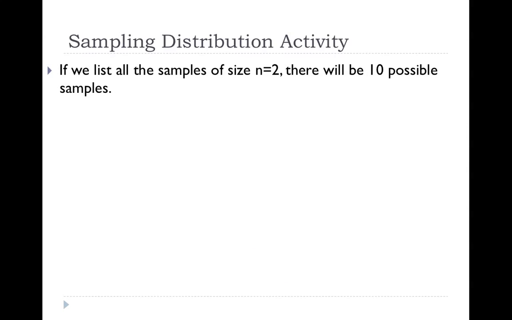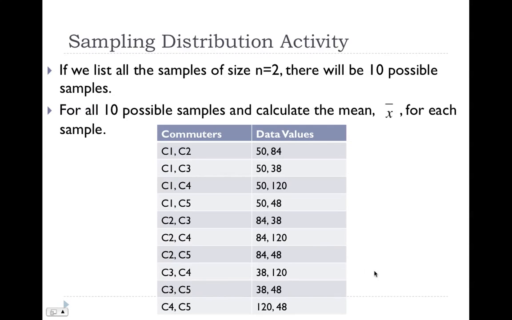So if we list all the samples of size n equal 2, note that there will be 10 possible samples. Now this is a very important concept to understand. You're going to look at all 5 and you're going to create groups of 2. So if you look at all 5 commuters and you create all the possible groups of 2, you have C1, C2, then C1, C3, then C1, C4, then C1, C5, and then C2, C3, C2, C4, C2, C5, C3, C4, C3, C5, and C4, C5. These make up all the possible combinations for samples of size 2. There's no other sample of size 2 that you could come up with that's not in this list.